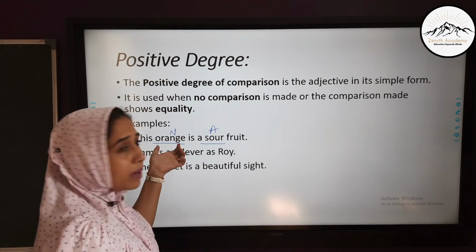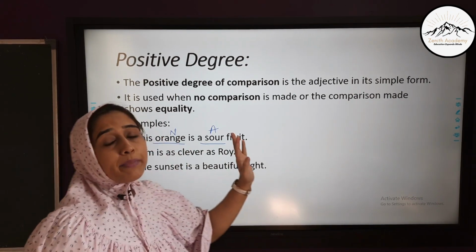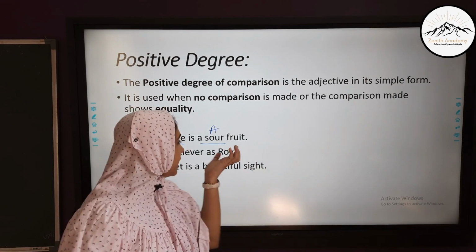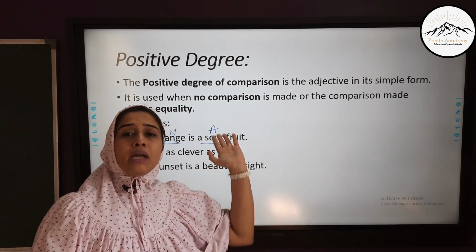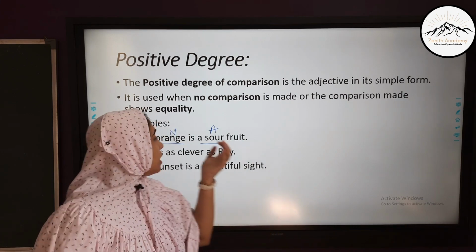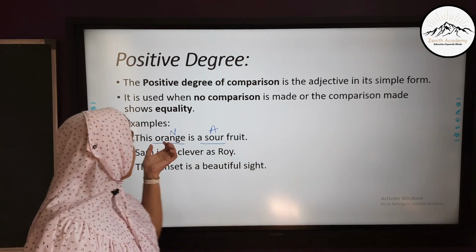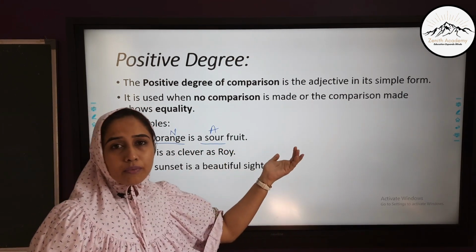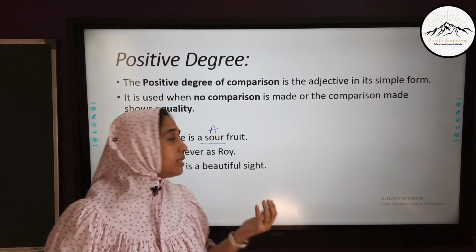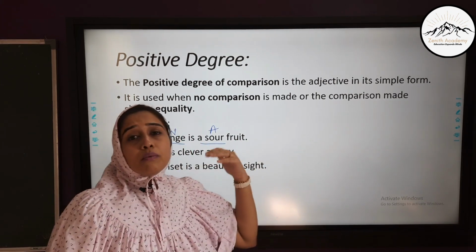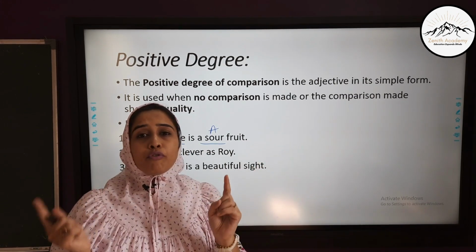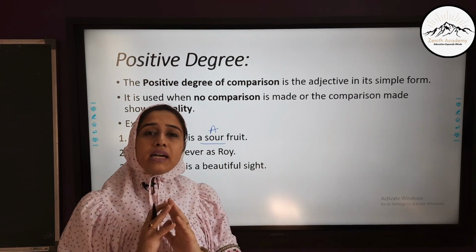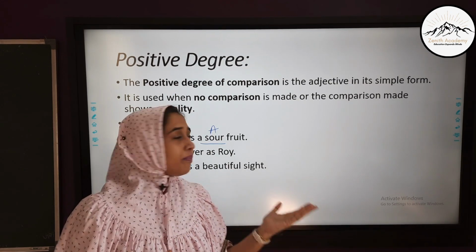Here this particular orange is not being compared to any other orange. The taste of this orange is not compared. If it were compared, it would be the comparative degree. Here it is just stating that the orange is a sour fruit. If, for example, you say orange is more sour than lemon, it compares the fruit orange and lemon, and that is why it becomes the comparative degree.